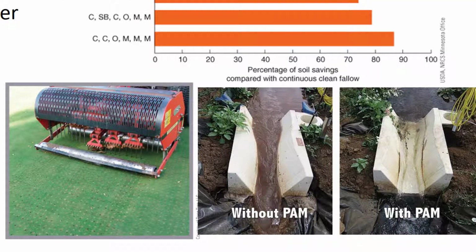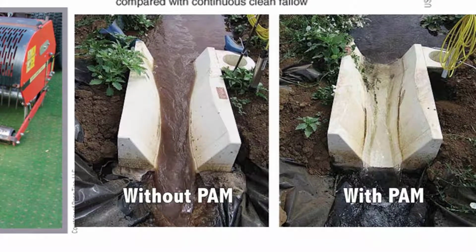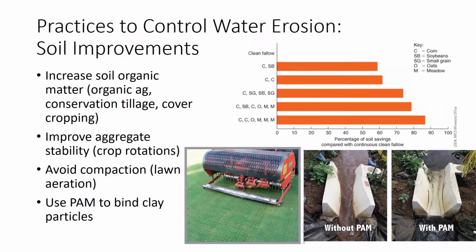A newer version is the use of polyacrylamide, PAM, a synthetic water-soluble compound that can be sprayed on clay soils. At the molecular level, PAM consists of strands that bind clay particles together to stabilize soil aggregates, improving infiltration and reducing surface sealing and crusting.